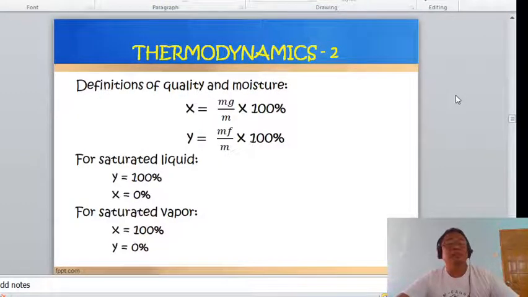Okay, so by definition, determining X, the quality, of course, equals the mass of the vapor over the total mass. For the moisture, we have here the mass of the liquid divided by the total mass. Of course, we multiply it by 100%. So, that is the formula.